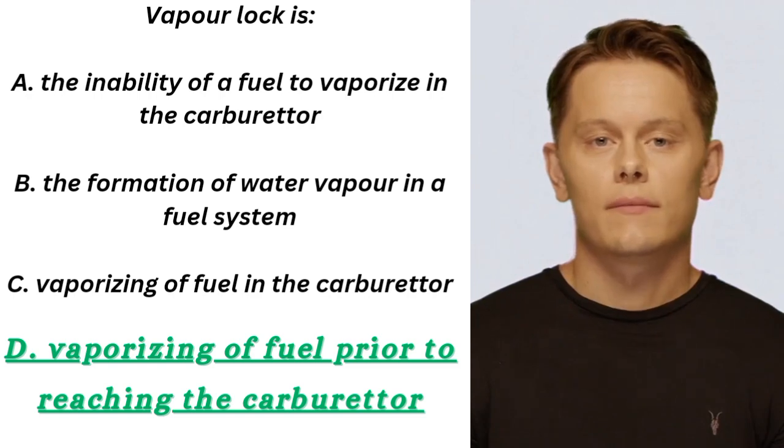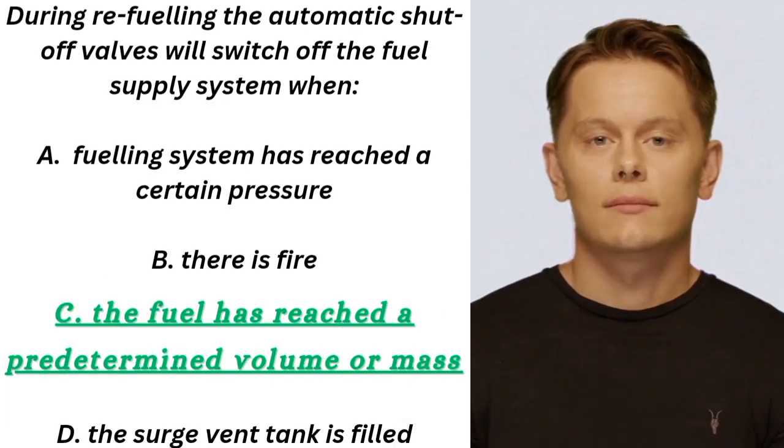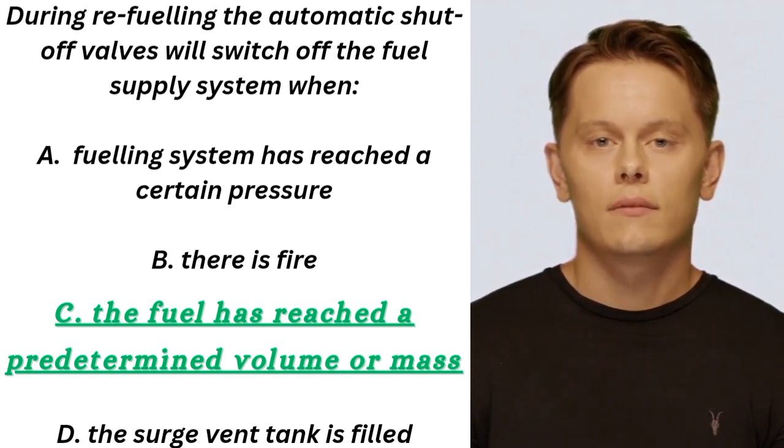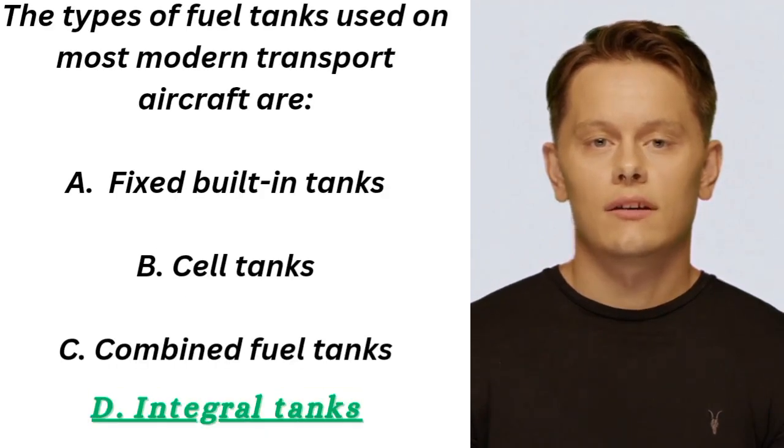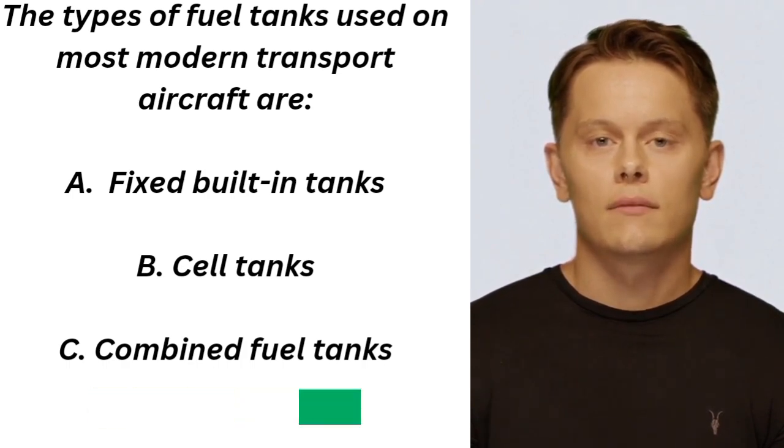Question 44. Vapor lock is. The answer is D. Vaporizing of fuel prior to reaching the carburetor. Question 45. During refueling, the automatic shut-off valves will switch off the fuel supply system when. The answer is C. The fuel has reached a predetermined volume or mass. Question 46. The types of fuel tanks used on most modern transport aircraft are. The answer is D. Integral tanks.